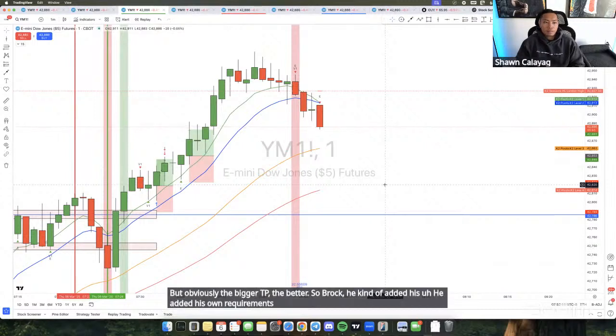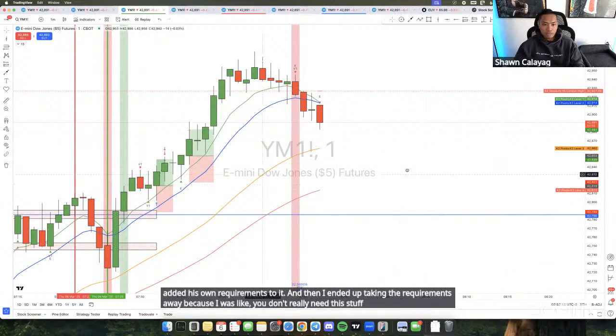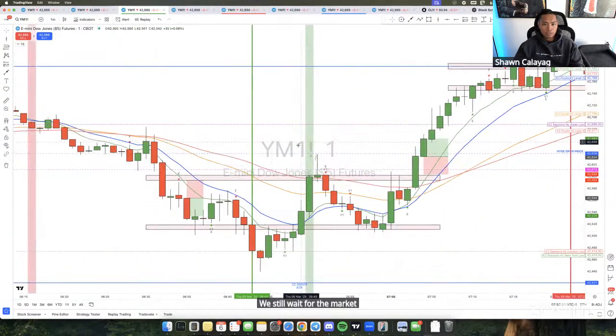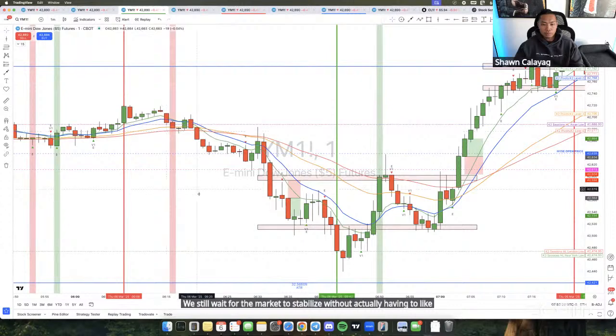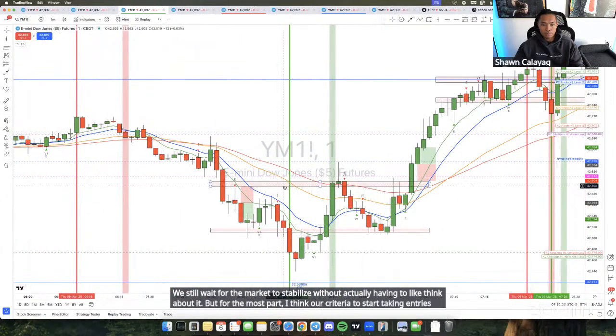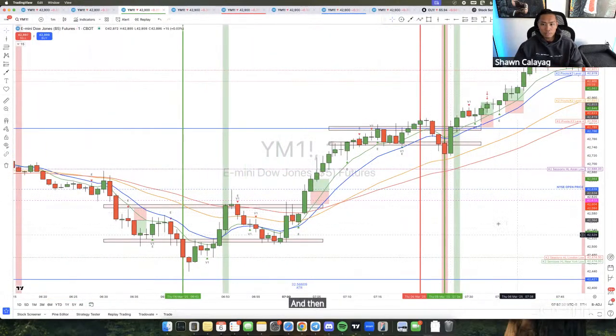And then I ended up taking the requirements away because I was like, you don't really need this stuff. I think one of the requirements he had was to wait for the market to kind of stabilize in the beginning. We still wait for the market to stabilize without actually having to think about it. But for the most part, I think our criteria to start taking entries was after 6:40 or 6:45. And then there were just a couple different rules that he had.